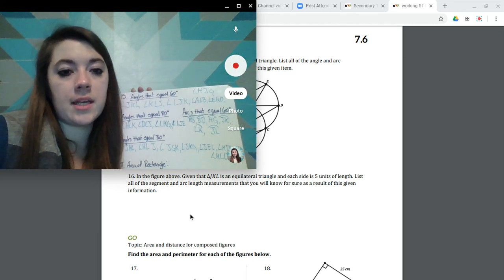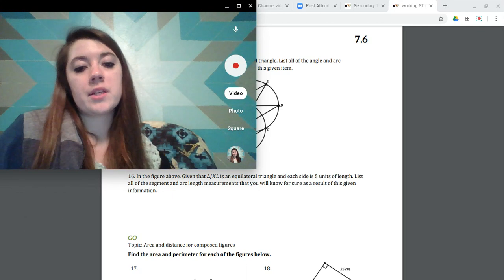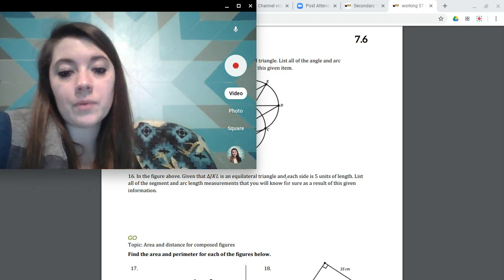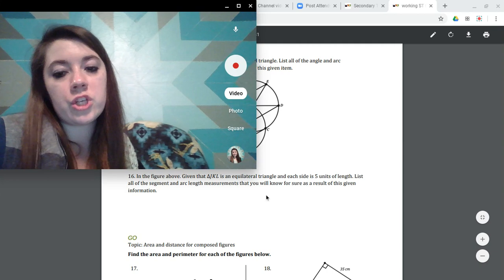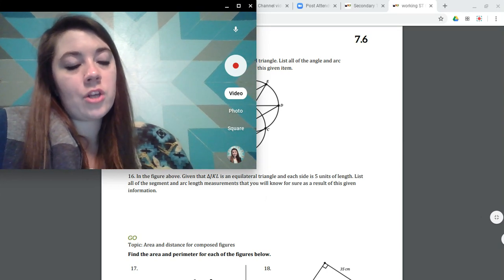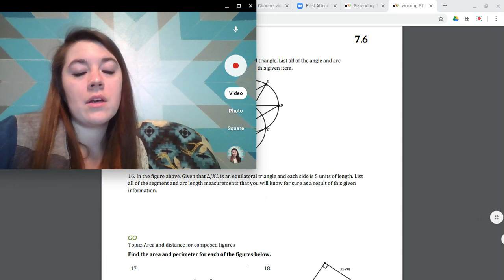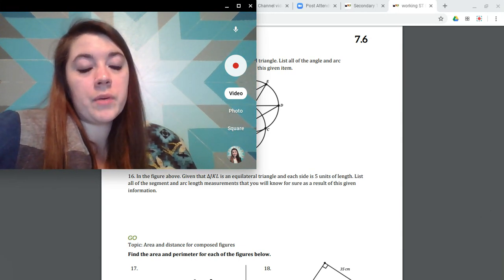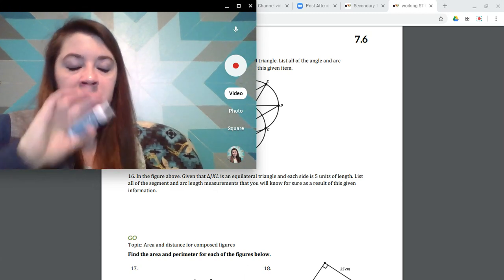You will be doing 16 on your own. I'm not going to do all of them with you. So 16 in the figure above, given that triangle JKL is equilateral and each side is 5 units in length, list all of the segments and arc length measurements that you will know for sure as a result of what's given. So do your best, give as much as you can possibly figure out. Obviously, I know there's a lot going on in there, so it can get pretty confusing, but do try to give as much information as you possibly can.